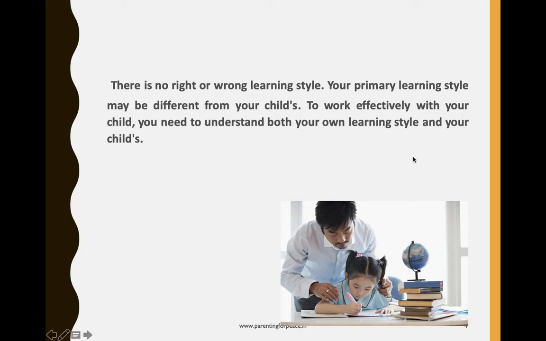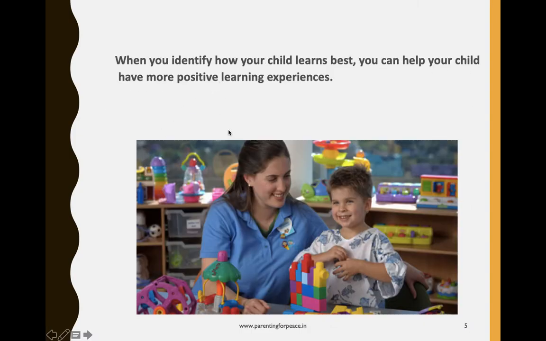Next, there is no right or wrong learning style. Your primary learning style may be different from your child's or your learners'. So the best way to work effectively with your learners is to understand both your own learning style and that of your child or your learners. When you identify how your child learns best, you can help your child have more positive learning experiences. So this is basically for the purpose of your learner's success.